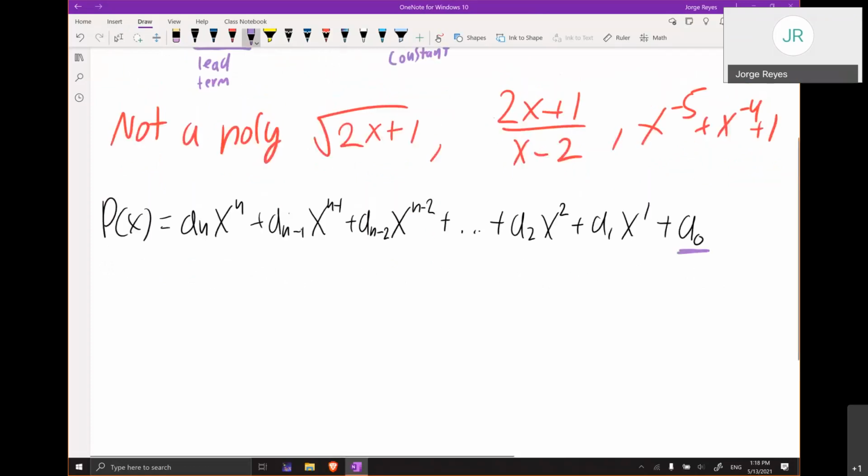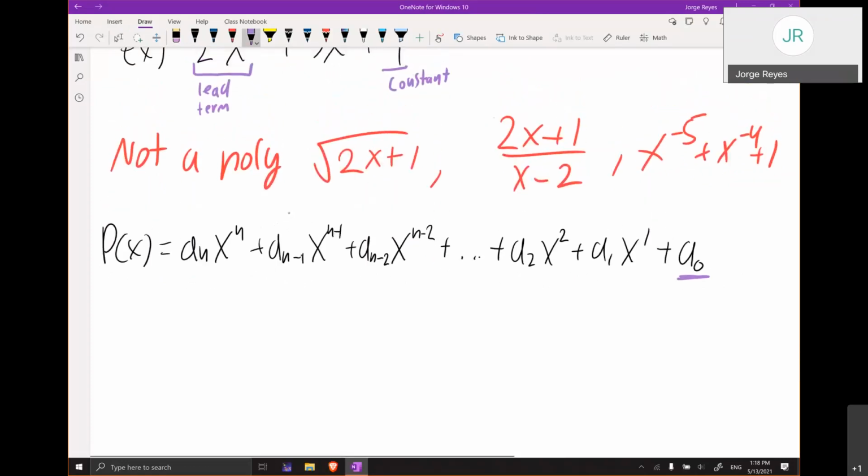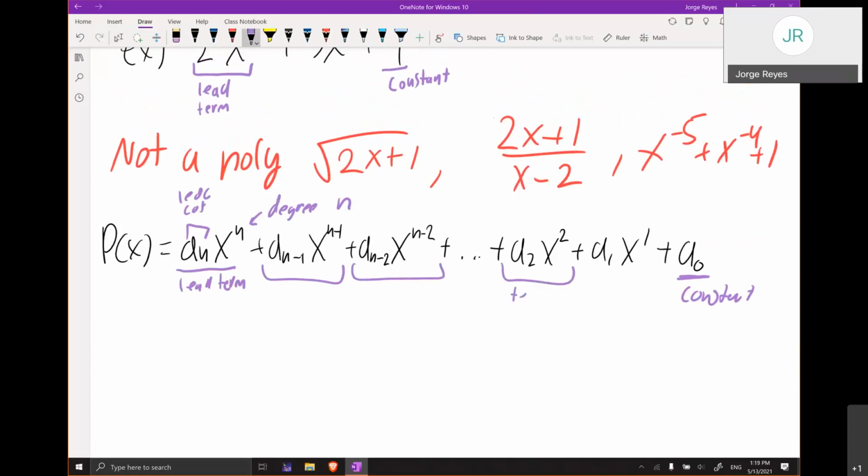We can recognize the parts I talked about, right? So this thingy is the constant, the one at the end without an x power, or with the x to the 0 power. Here's the leading term. We can see the degree is n. Okay, the leading coefficient. And anything between pluses, these we just call terms. Okay, a term is a thing between some pluses or minuses. Okay, and so this is a polynomial.